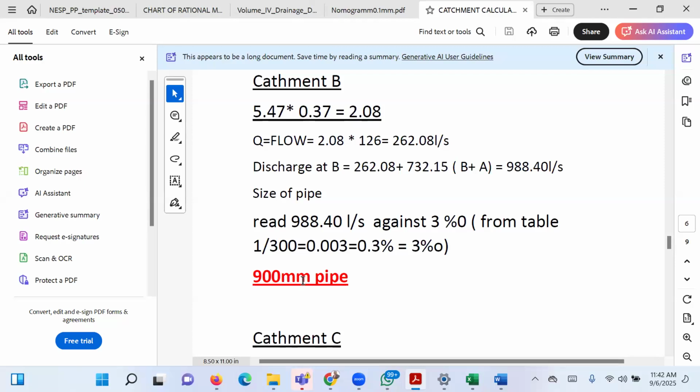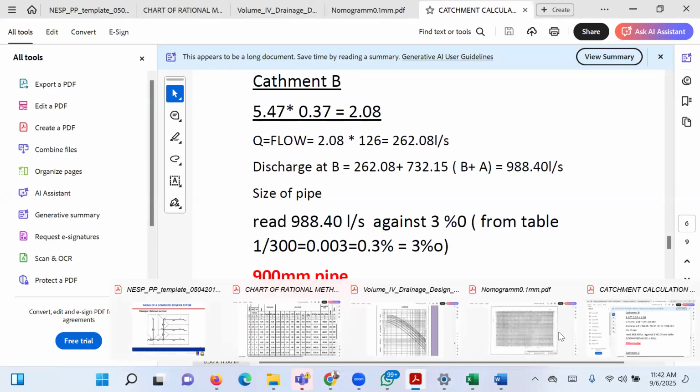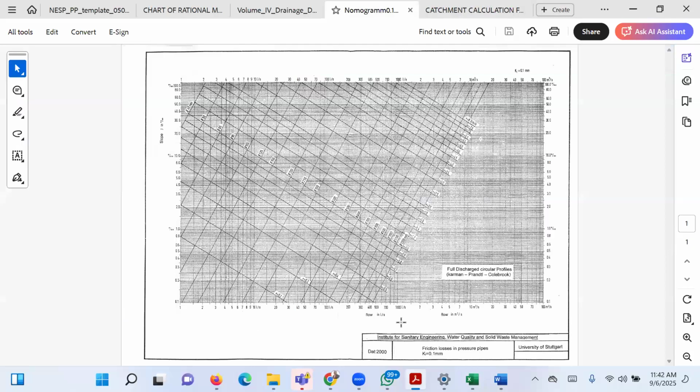The question I expect you to ask me is how do you get 900? Because this is 988, this is approximately 1,000. So if I go to my design chart and I go to 1,000 and I read it against 3%, because the slope at this place is about 3%, that's how we got it. So this is 1,000, and I read it against 3%. It's giving me something close to 900.